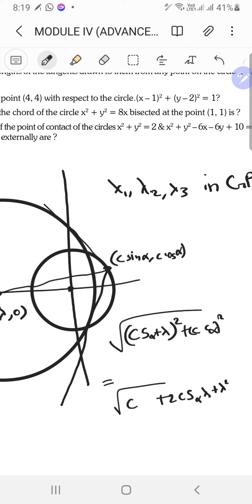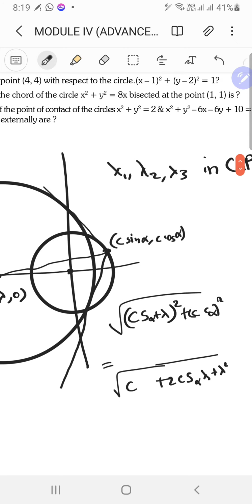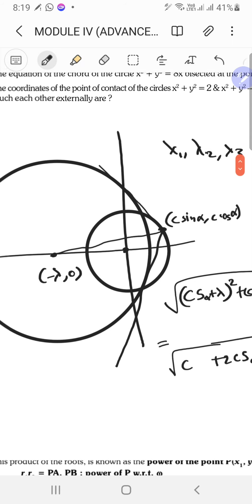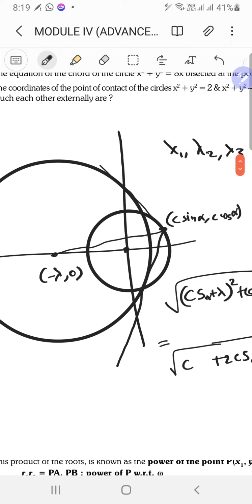So nice. Right. Anything else? So that's this distance. This distance is the radius, which is the square root of lambda squared plus c squared.